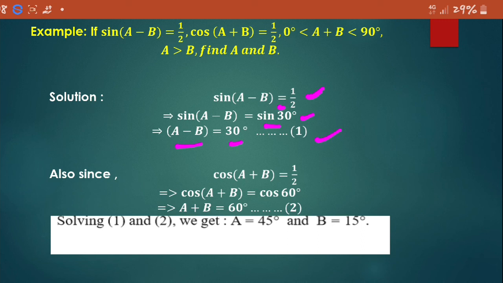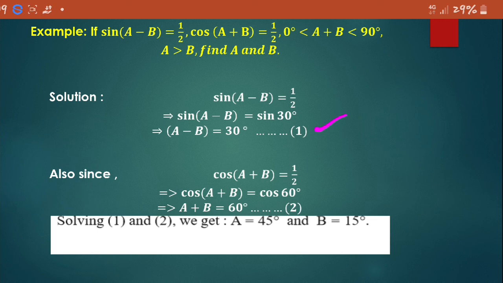Again, take the second condition given: cos of A plus B is equal to half. Now you also know that cos 60 degree is also equal to half. So in place of half write cos 60 degree. So cos of A plus B is equal to cos 60 degree, which implies A plus B is equal to 60 degree. Mark this as equation number 2.